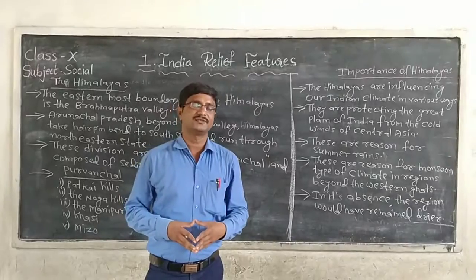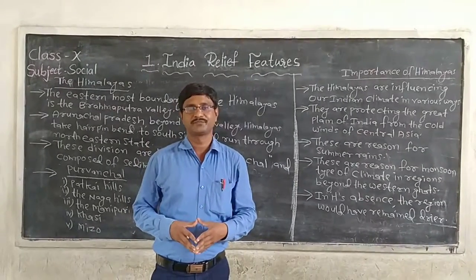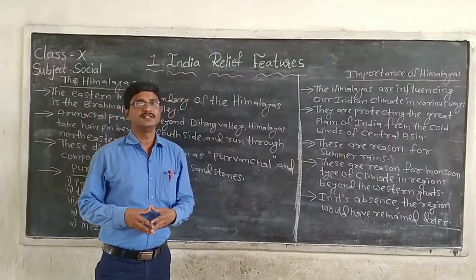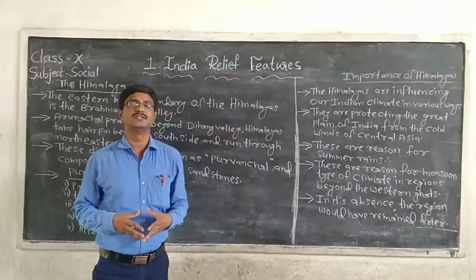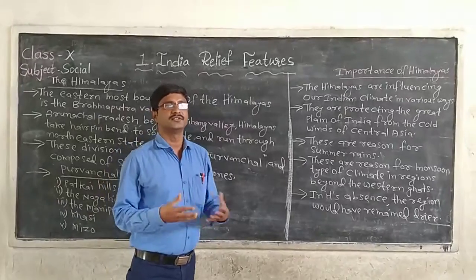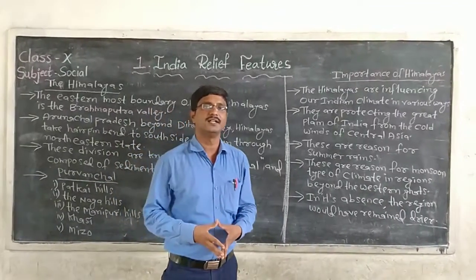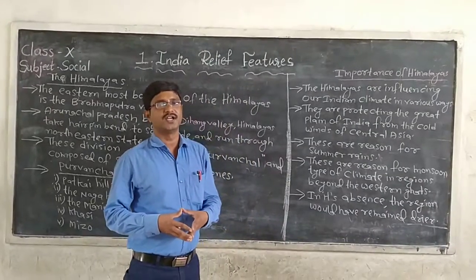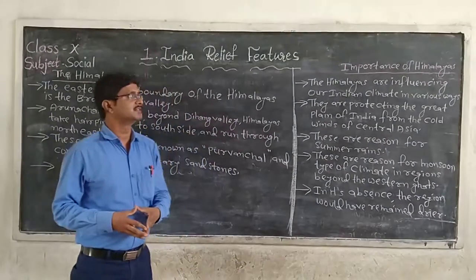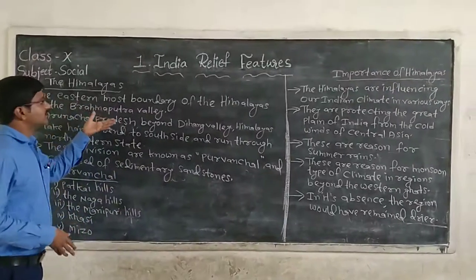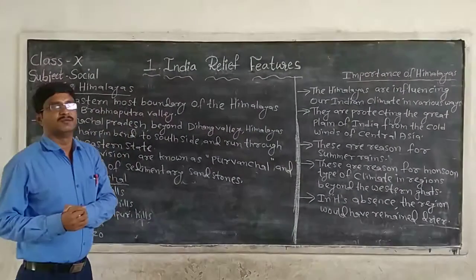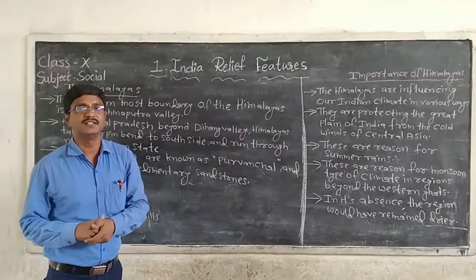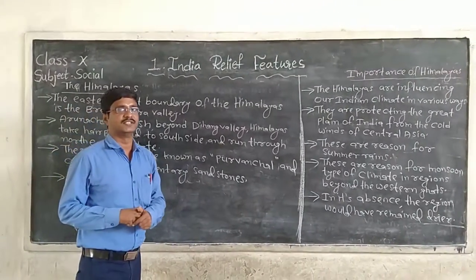The Himalayas are classified into 3 types: Greater Himalayas, Lesser Himalayas, and Shivaliks. We have also learned the characteristics of each of them. Now let us learn some more information about the Himalayas. Here, the easternmost boundary of the Himalayas is the Brahmaputra Valley.